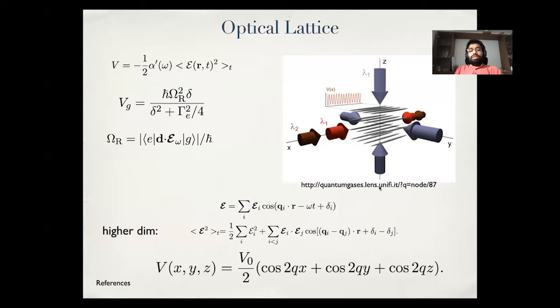Okay, so this is an example of a three-dimensional lattice. For example, if I apply six lasers and make three standing waves, or a larger standing wave in 3 dimensions, I can get a potential of this form.